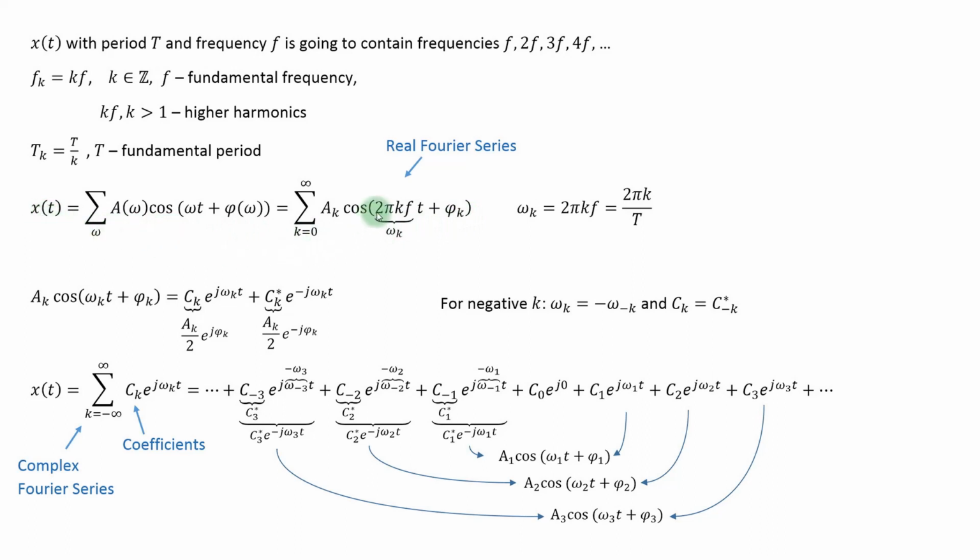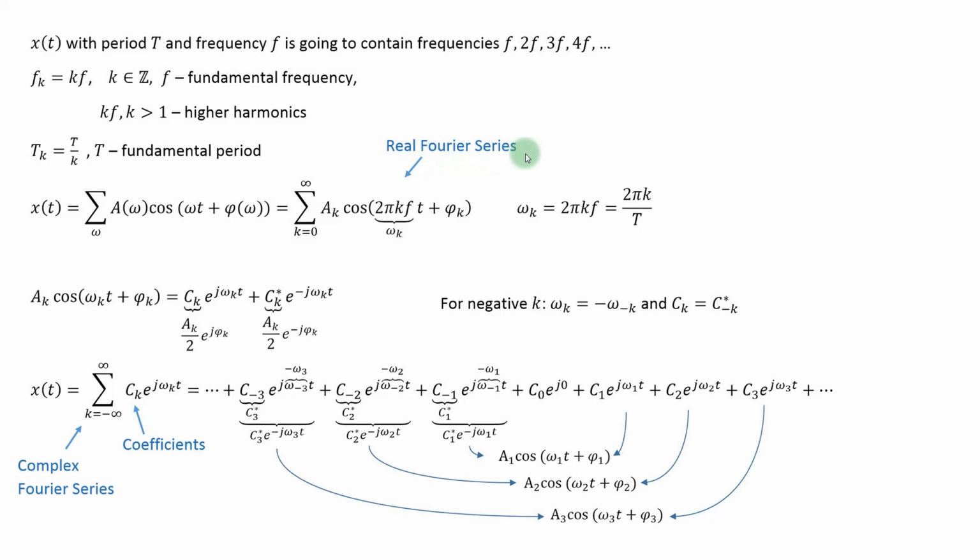And one more thing, this 2 pi kf is often written as omega sub k. That is, omega sub k is equal to this, and if we use the period instead of frequency, we can write it as 2 pi k divided by the fundamental period. So thus far we know that a periodic signal contains these tones, and when we sum those tones, we get our periodic signal. The sum of all of these tones we call the real Fourier series.